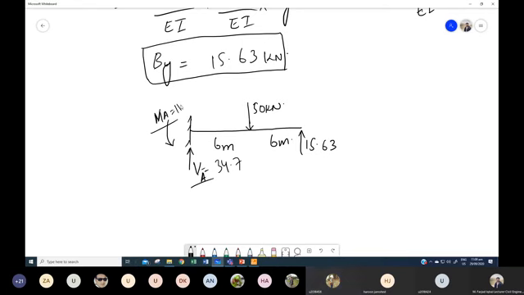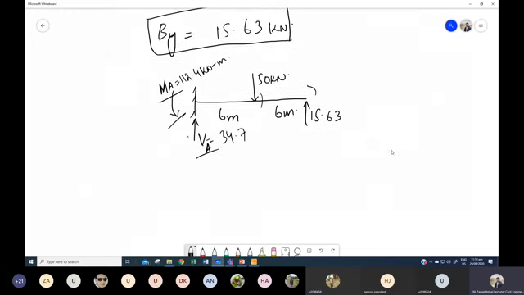Which direction? Clockwise or counterclockwise? This one? Sorry, clockwise. This is counterclockwise. It will be in counterclockwise direction. Just cross check. Counterclockwise.